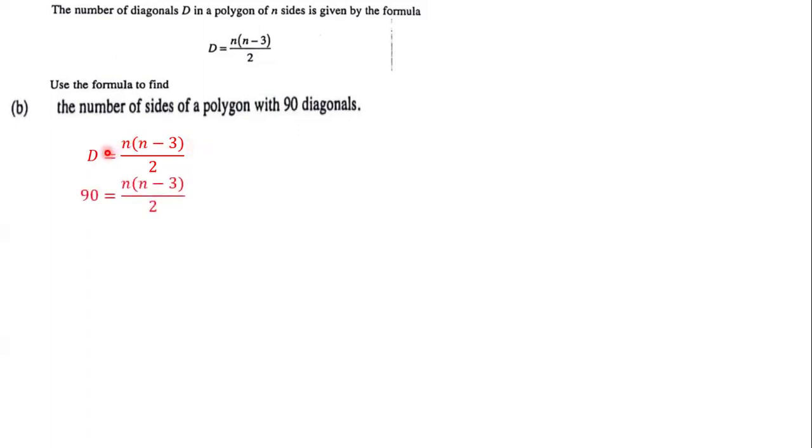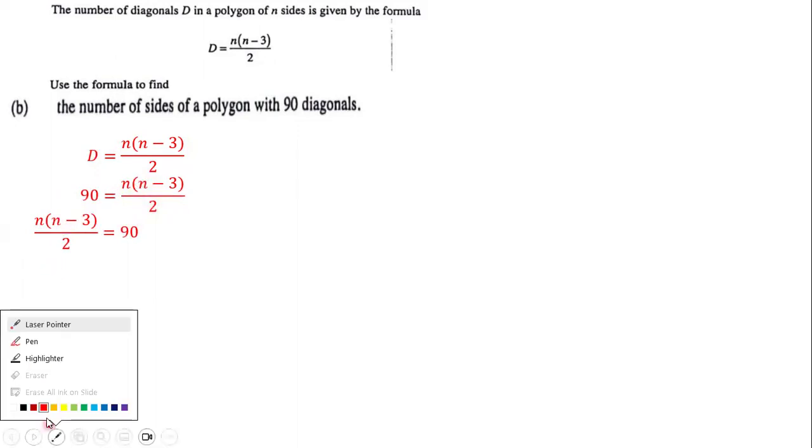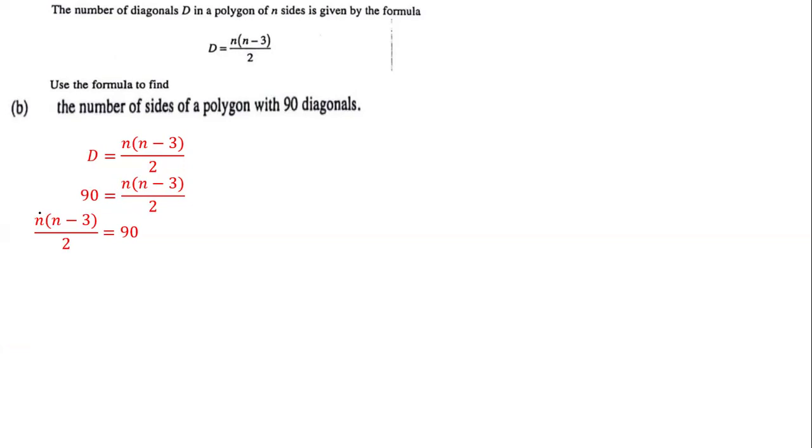So they give us the number of diagonals, and they want us to figure out the number of sides. So d is equal to 90, so we replace d with 90. And so we have 90 is equal to n multiplied by n minus 3 all over 2. And so what we do here is we switch this equation. We put the 90 on the right-hand side, and we put this expression on the left-hand side. Next, we have to distribute. So we say n times n, and we have n times negative 3.